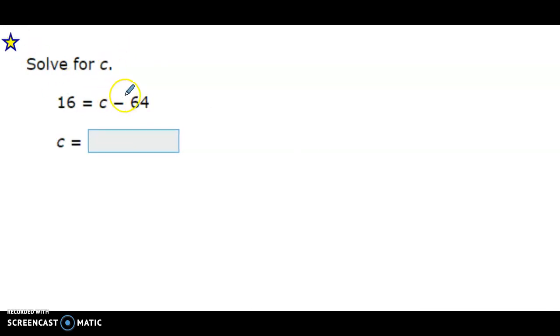All right, what I want you to do now is solve this problem as it stands. Now, again, when I say you can solve it, you can change the order, but I want you to solve and get an answer for c right now.